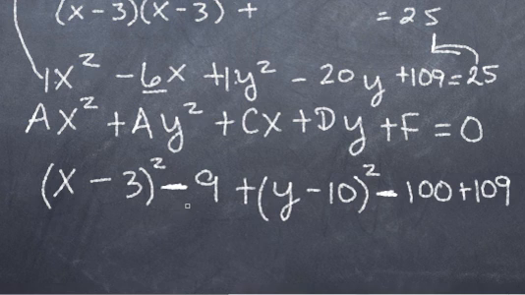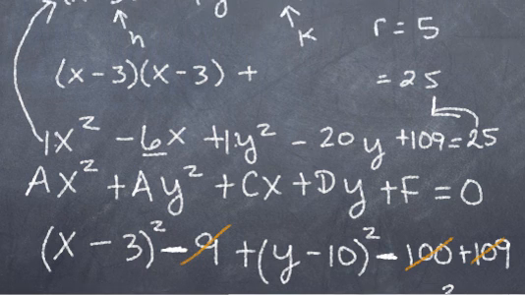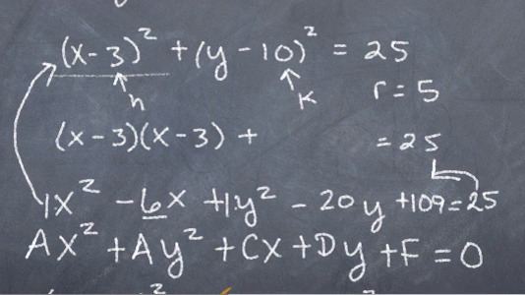Now as you can see, I've got the negative 9 and the negative 100, and that becomes negative 109, plus 109. So they're all going to cancel out, and we're going to be left with (x minus 3) squared plus (y minus 10) squared, which is going to be equal to 5 squared, since I square root that. It looks like it's in the form that we're looking for. As you can see, we go back up, and that's exactly what we started off with.